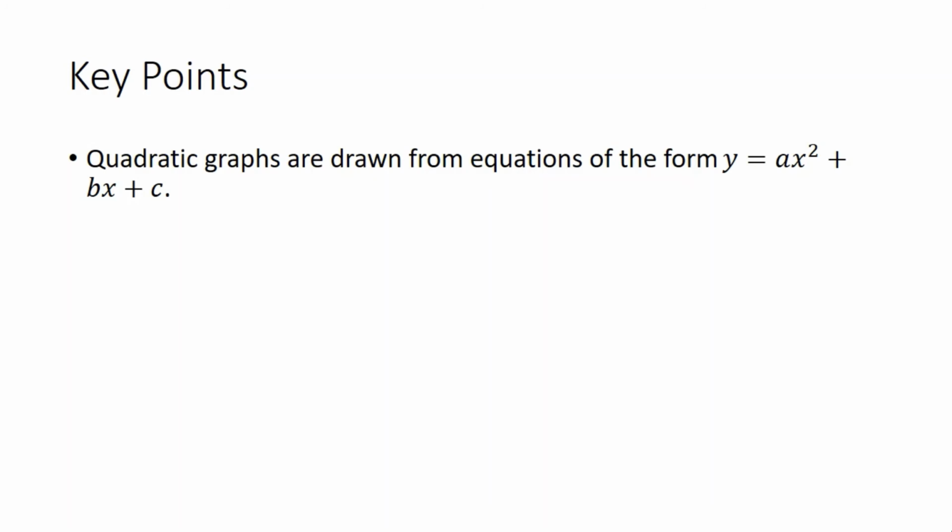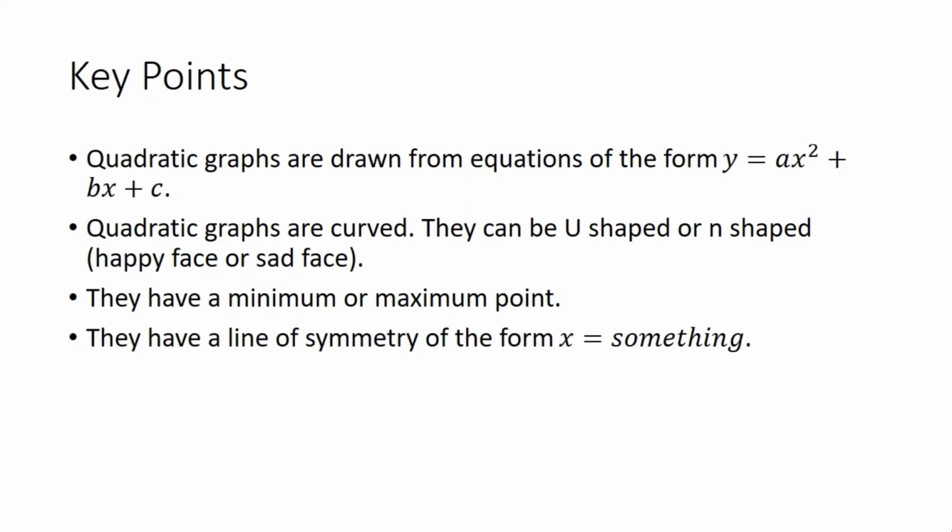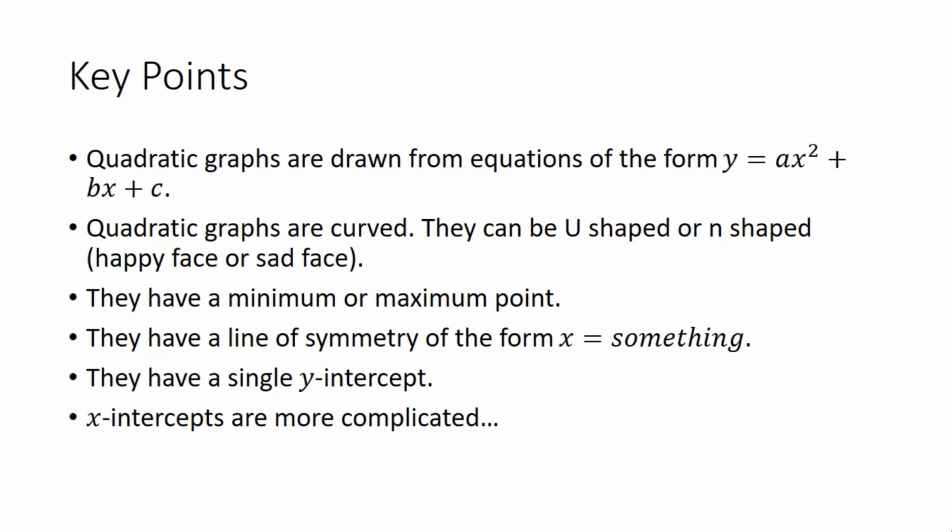Okay, so the key points from this video. Quadratic graphs are drawn from the equations of the form y equals ax squared plus bx plus c, or something similar to that. Quadratic graphs are curved. They can be U-shaped or N-shaped, or as I say, happy face or sad face. They can have a minimum or a maximum point. They will have a line of symmetry in the form x equals something. They will always have a single y-intercept, always, but then the x-intercepts are more complicated.